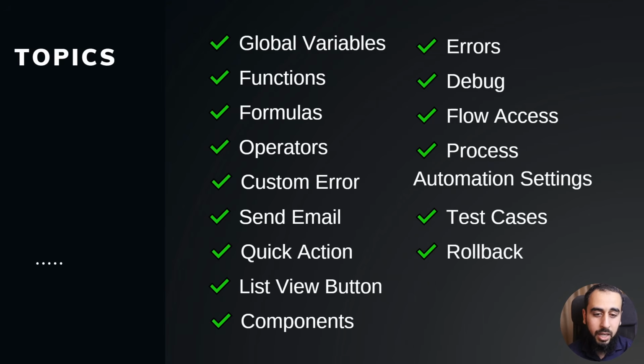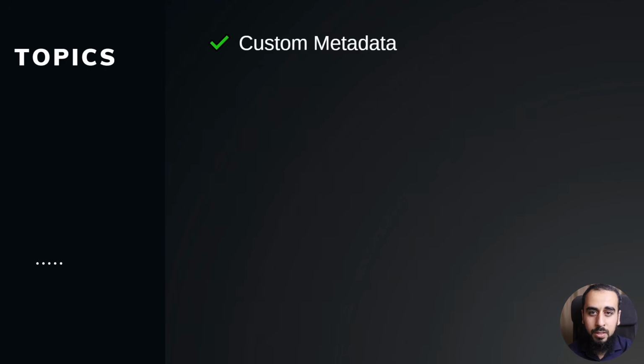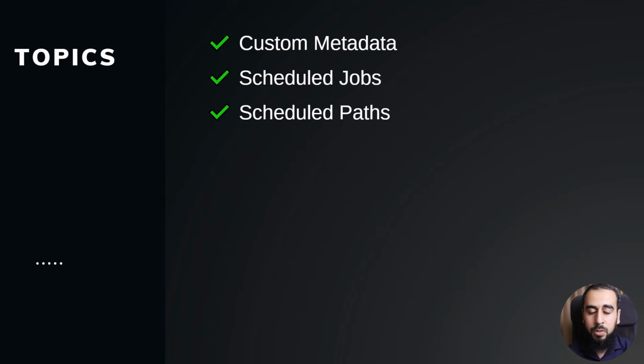We'll talk about rolling back logic so that it doesn't commit to the database. We'll talk about integrations with HTTP callout to connect and communicate with external systems. We'll also talk a little bit about custom metadata to store some information outside of the flow and make it admin accessible. We'll talk about scheduled jobs and scheduled tasks and how to monitor them and where to use them.